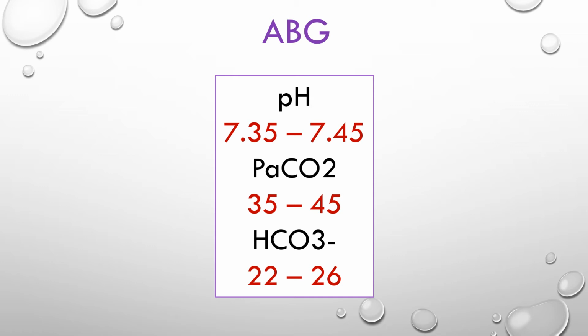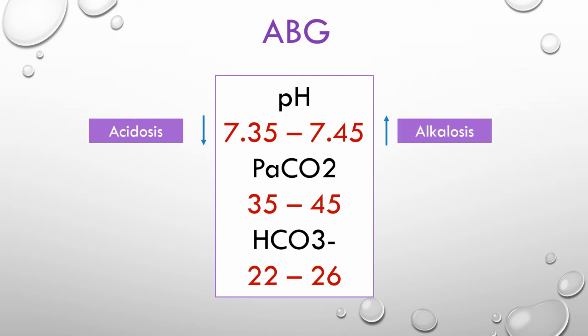Now, if the pH is low, meaning less than 7.35, there is acidosis. And if the pH is high, meaning more than 7.45, there is alkalosis. So, the pH will tell you whether this blood sample or this patient is in acidosis or alkalosis.